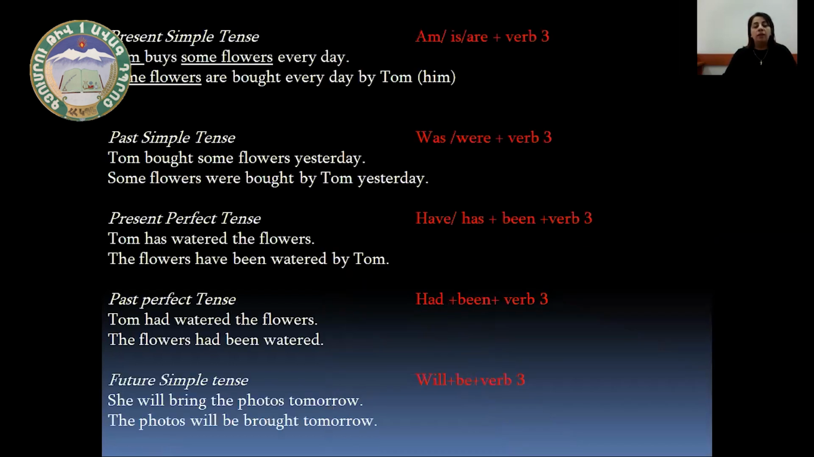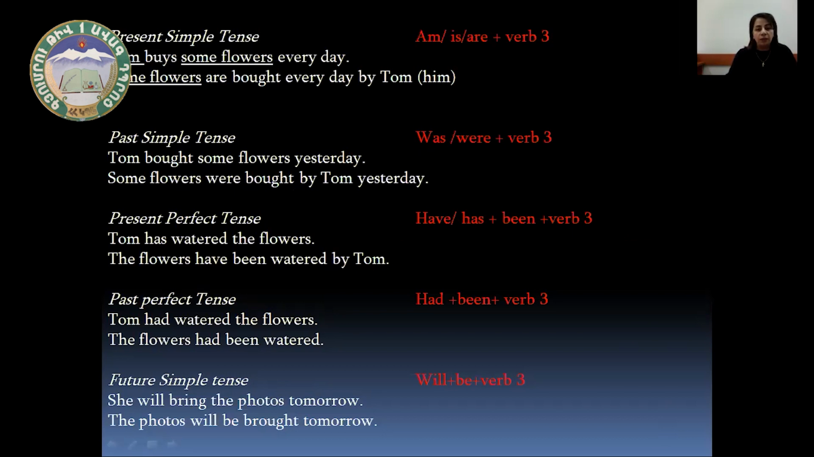Let's look in detail how the formula changes with tense forms. Present simple tense. Tom buys flowers every day. Some flowers are bought by Tom every day. The formula for the present simple tense is am, is, are plus verb 3. Past simple tense. Tom bought some flowers yesterday. The passive is: Some flowers were bought by Tom yesterday. And the formula becomes like this, was, were plus verb 3.